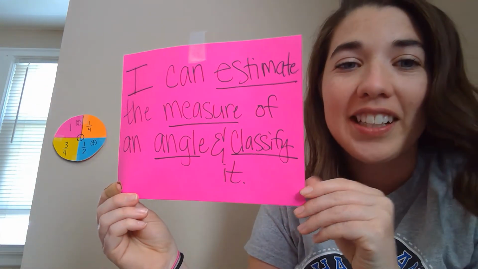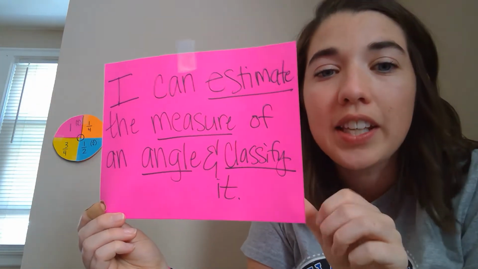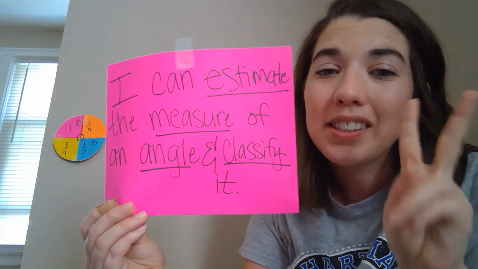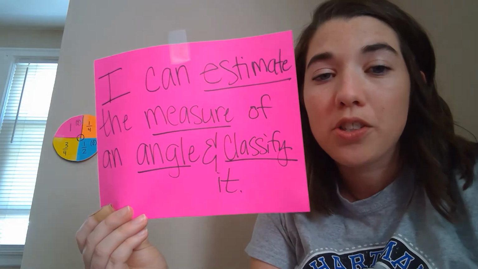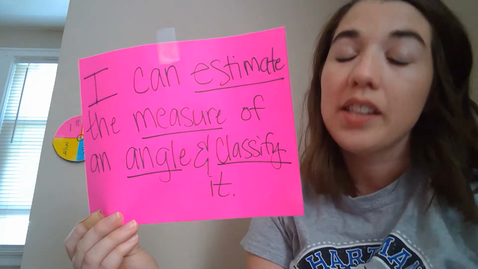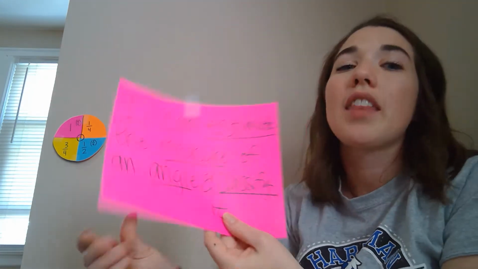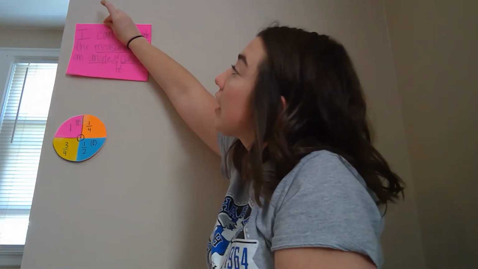Remember, your learning target is I can estimate the measure of an angle and classify it. So this is going to have two parts. We're guessing about how big the measure of an angle is, or if it's given to us, and then we're going to classify it based on that. So we're going to be looking at different angles.